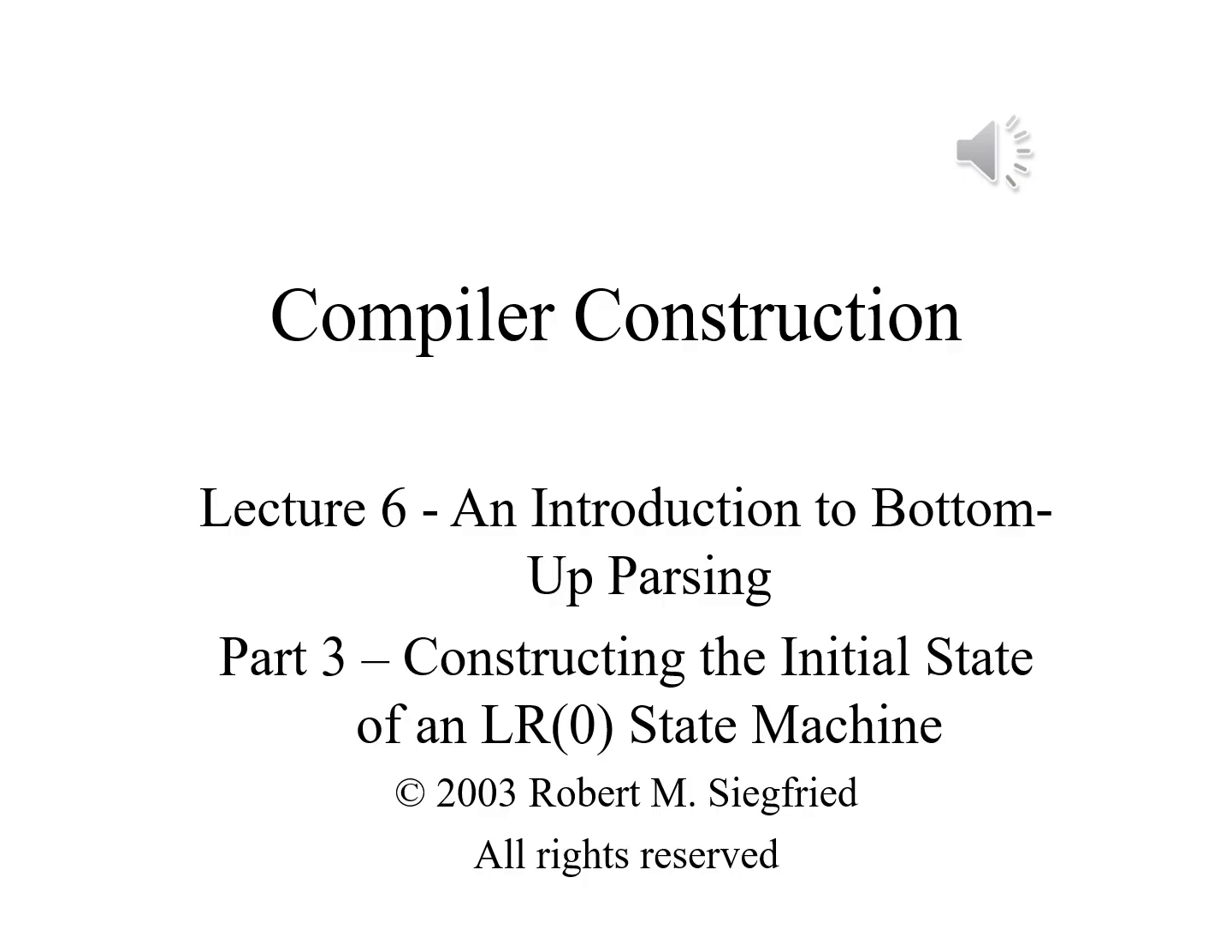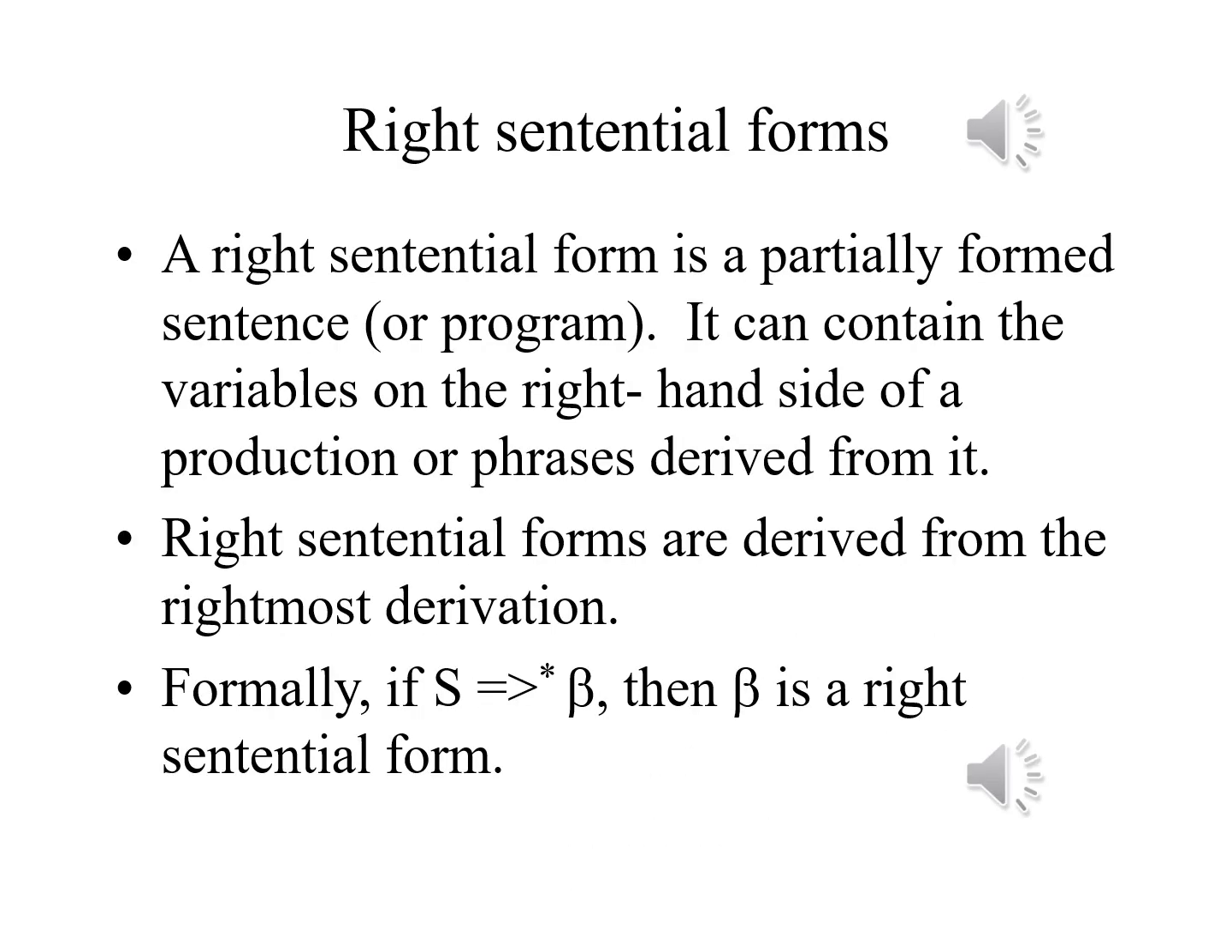In Part 3 of Lecture 6, we will look at constructing the initial state of an LR0 state machine. It's probably a very good idea to take a moment and be sure that we are comfortable with a few terms that we will see a lot of, starting with one that we have seen before, a sentential form. A sentential form is a partially formed sentence or program. What distinguishes it from a sentence is that while a sentence contains only terminals, a sentential form will contain a mixture of terminals and non-terminals.